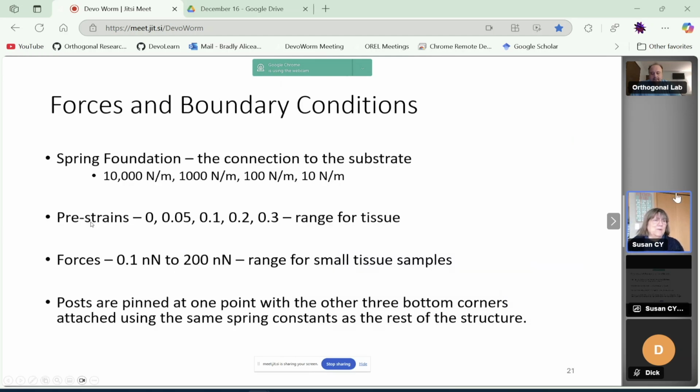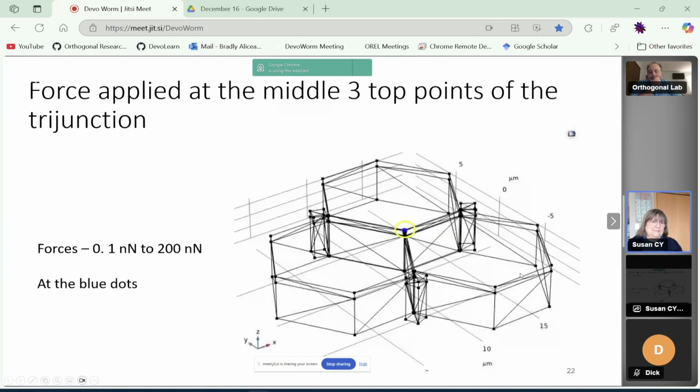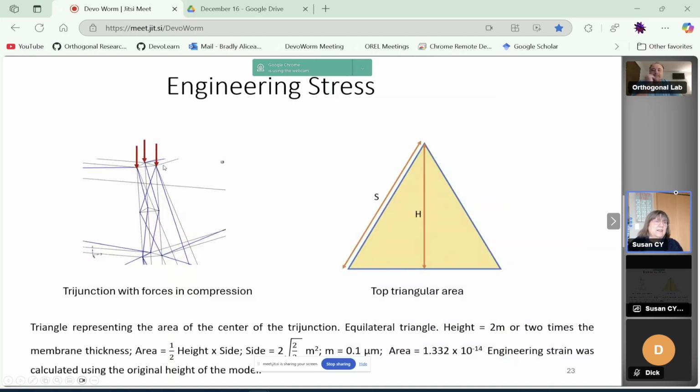Anyways, so then I used pre-strains from 0 to 0.3, and this is the range in tissue it's normally used. And forces between 0.1 nanometers and 200 nanometers. And this is a range for small tissue samples taken from atomic force microscopy. There's the forces. They were applied to the middle of the structure on top of the T4 structure in the middle, and there's the T4, and here is how the forces are applied.